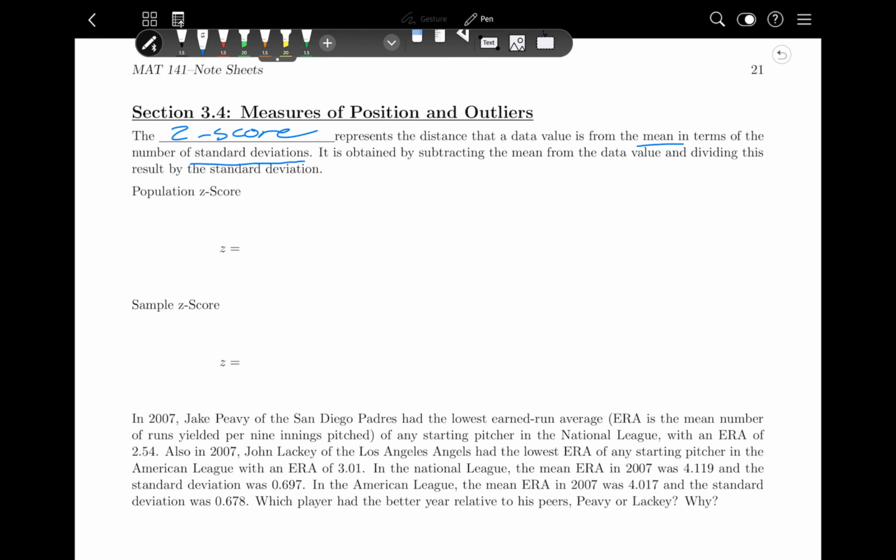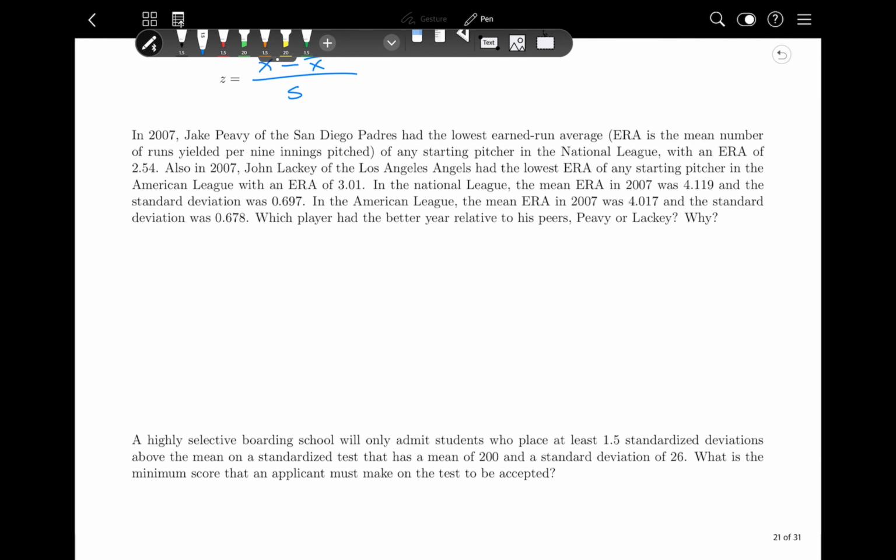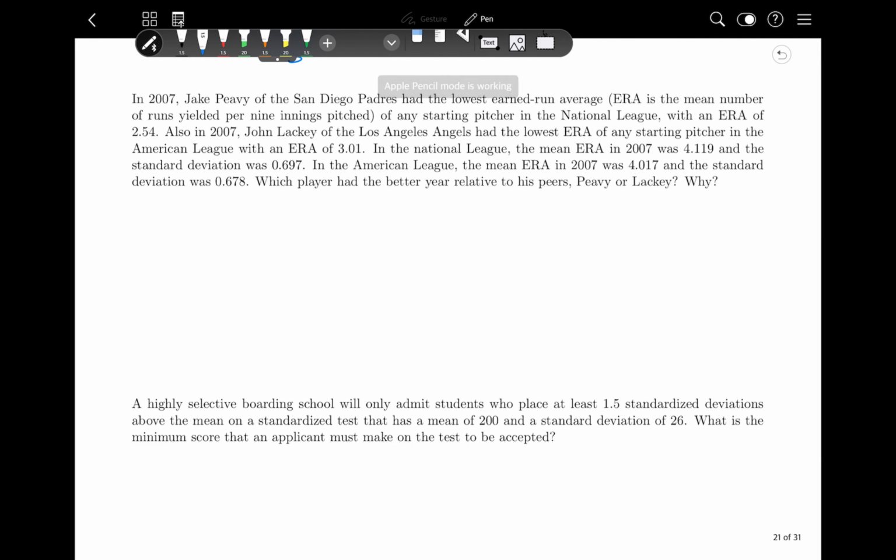So in a population, we take x minus mu and divide it by sigma. And if we're looking at a sample, we take x minus x bar and divide it by s. Okay? And that'll tell you how many standard deviations you are from the mean. So this is a great way to compare values from different data sets is one thing we can use this for.